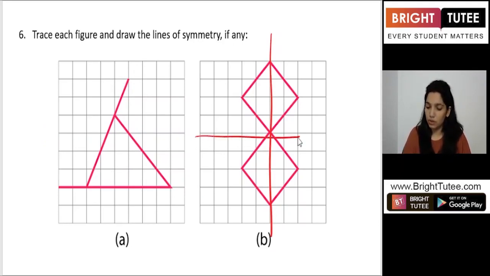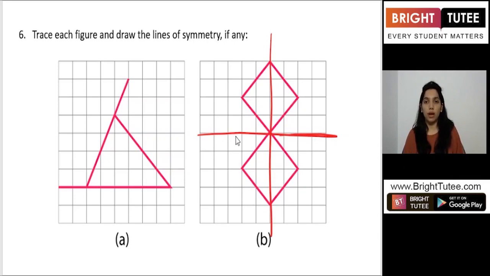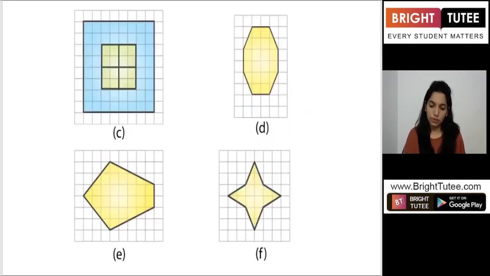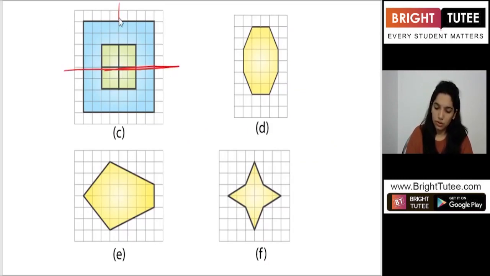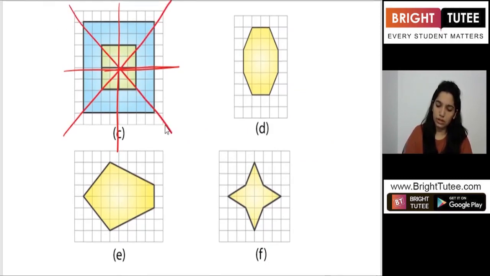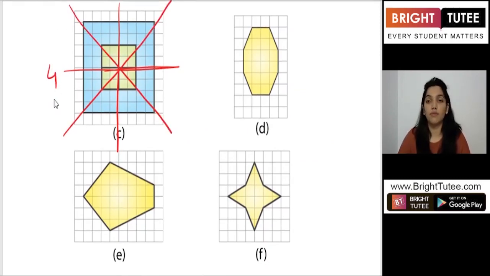Again, we can draw a horizontal line over here, and this will also divide it into 2 equal halves, right? So 2 lines of symmetry we have drawn. Now let's look at the C part here. Clearly we can draw 1 here, 2 here, 3 in the diagonal, 4 in the diagonal. So total 4 lines of symmetry we have drawn for this one.